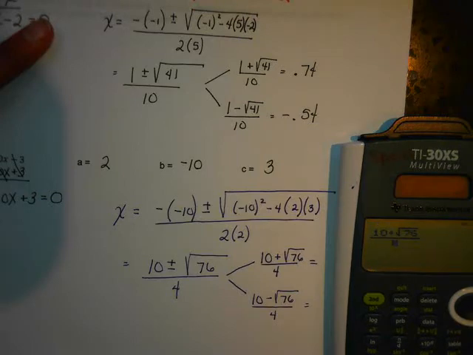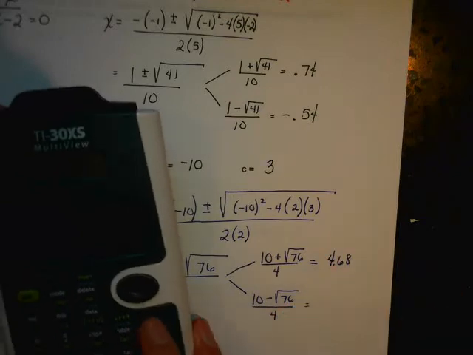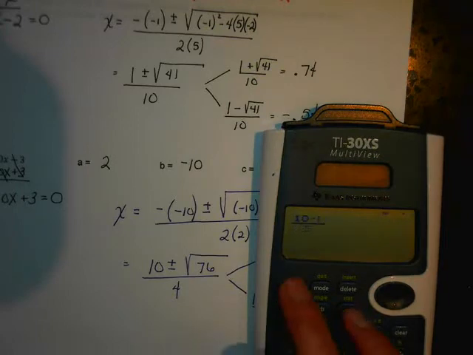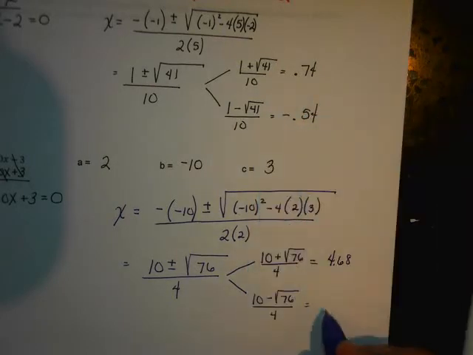And then I just remember the change key. So I got 4.67, 4.68 when I rounded it. 4.68. And we'll do it again. So I'll have 10 minus square root of 76, all divided by 4. And then don't forget just to hit the change. So 0.32. How's that? Is that okay?